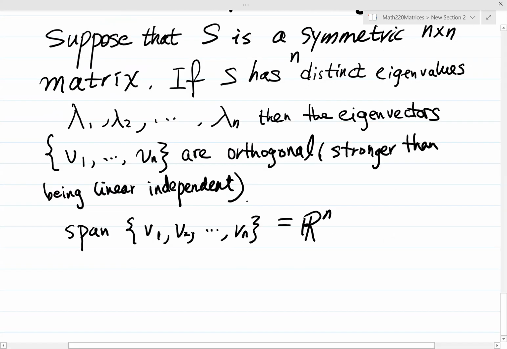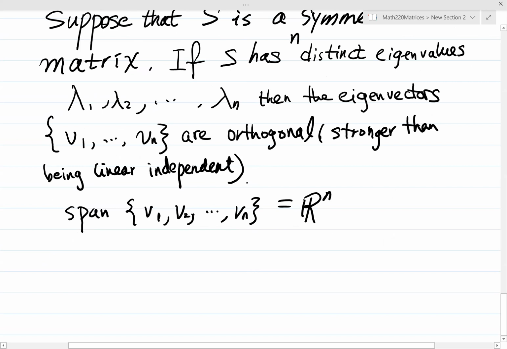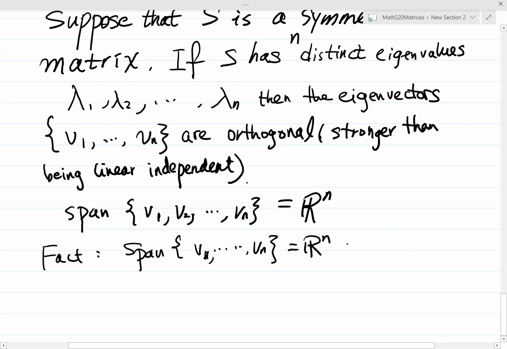Now you may ask, what happens if there are certain multiplicities? What happens if some eigenvalues coincide? The fact is, even if some eigenvalues coincide, the span of v1, v2, up to vn is equal to Rn. This fact is not easy to prove.